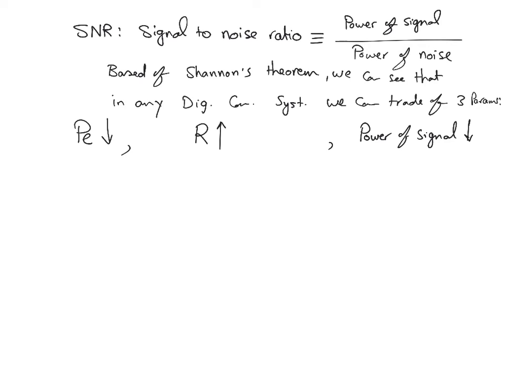And again, those three objectives are contradicting with each other. So when you play with one of them, it just affects the other two in an undesired way. If you focus on power and you want to reduce it, you will find that the rate is going to be reduced and the probability of error is going to increase. If you focus on probability of error and you want to reduce it, you will find that the rate is going to decrease and the power is going to increase, and so on, right?